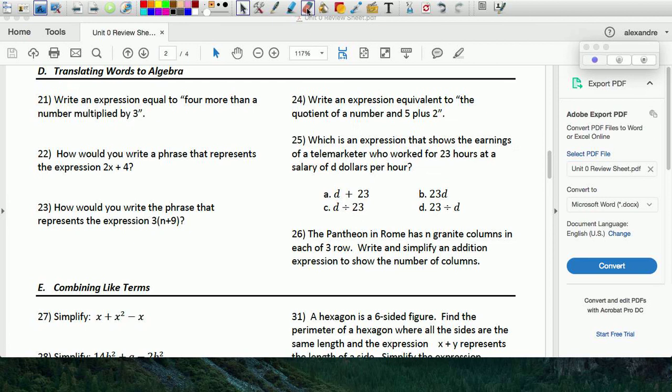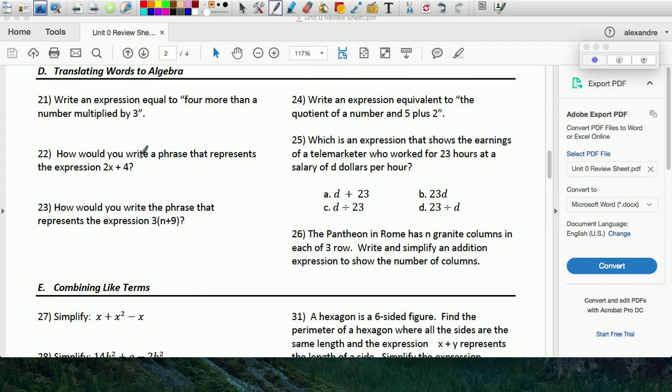21, write an expression. Okay. Translating words to algebra. So 4 more than means addition. A number multiplied by 3. So there's your answer. But let's clean that up. That's better written like this. 4 plus, and remember, anytime we have a number and a variable being multiplied to each other, we want to write the coefficient first and then the variable. So if you had left it like this, it would have been okay, but this would be just the prettier version.